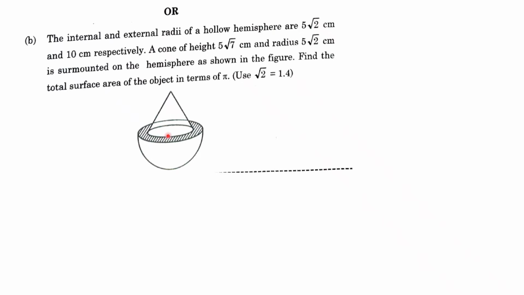So first we will find the surface area of the cone. That formula is pi r L, but the slant height is not given. So first we will find the slant height of the cone.